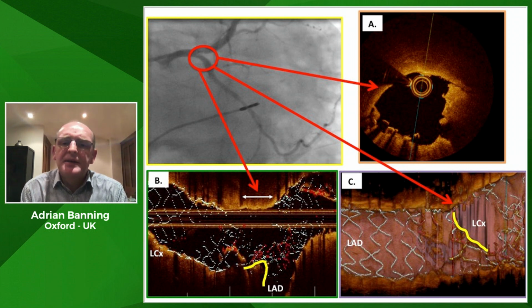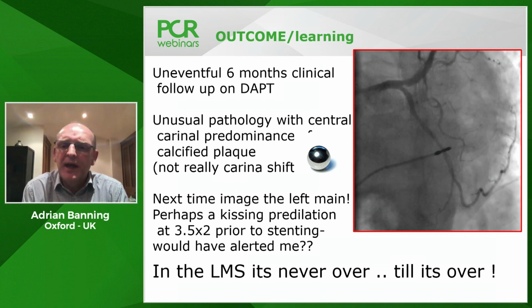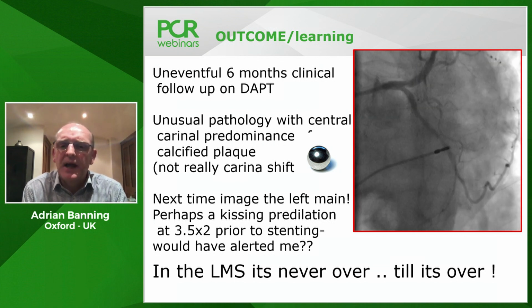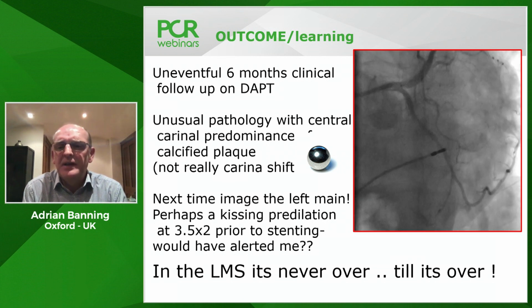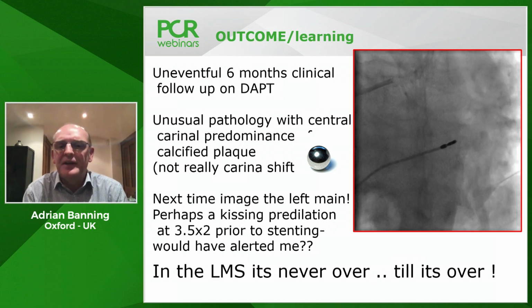And then the next slide, you can see what the clinical outcome of the case. This is the angiogram on the right-hand side. I'm pleased to say that the patient did very well. But if you look carefully with the eyes of wisdom, you can still see the ball of calcium, I think, right at the carina of the bifurcation there.